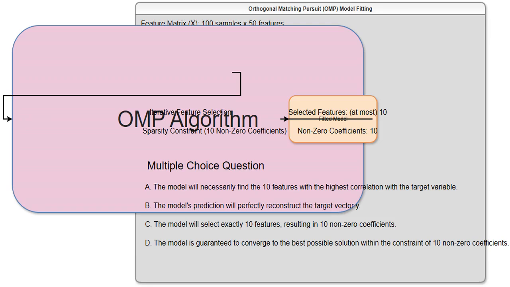This is a specific type of algorithm that works step by step. At each step, it picks the feature that's most helpful in explaining the data, leaving less to explain in the next step. It's a little like building with Lego. You add the biggest bricks first.